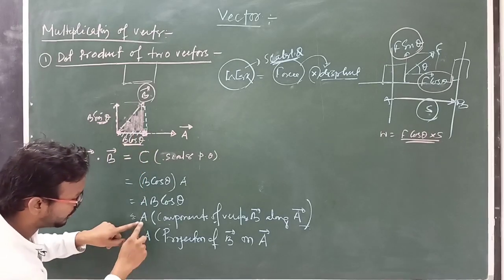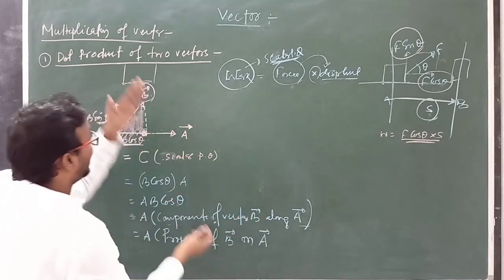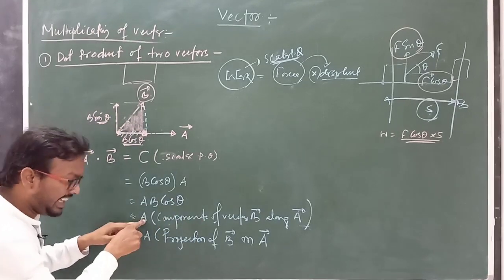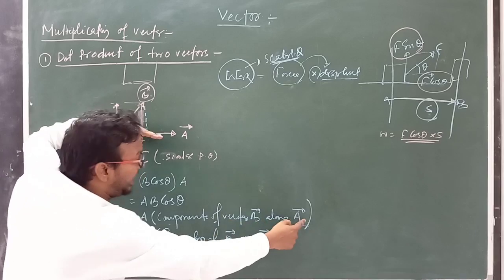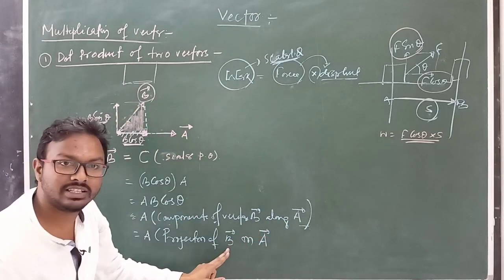So here A into projection of B on A. B's projection on A vector, or simply you can say A into component of vector B along A.